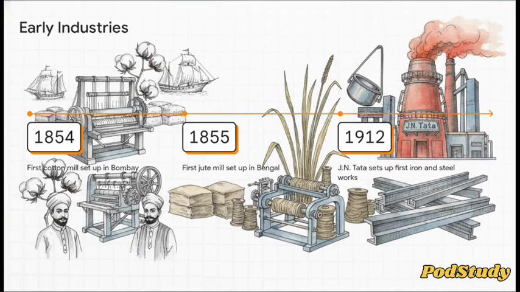But Indians didn't just give up. Despite heavy restrictions from the British, local businessmen started fighting back by building their own factories. Let's look at this timeline.